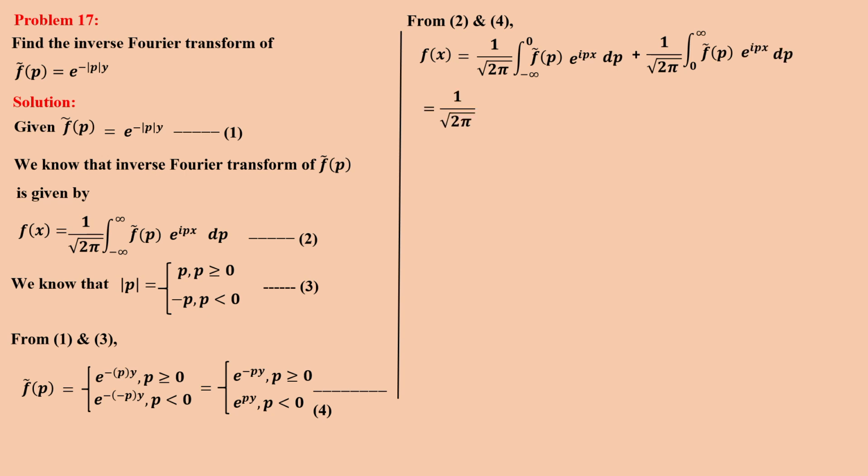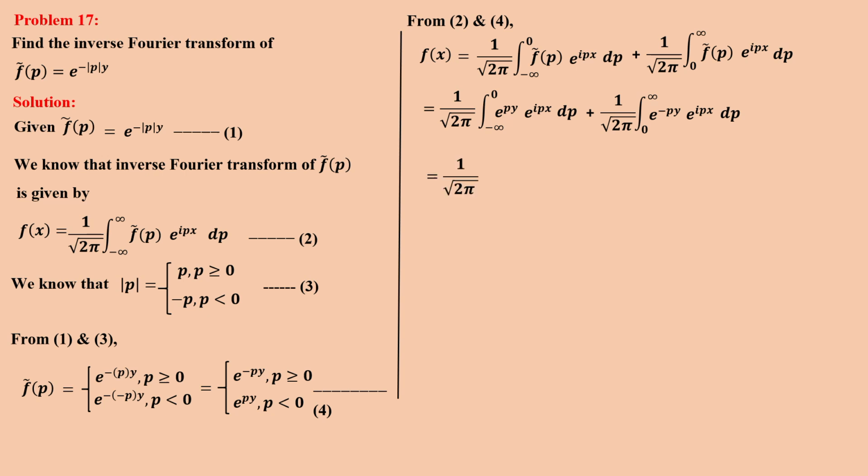So we are going to substitute the values for f bar of p. 1 by root 2 pi integral minus infinity to 0, where p is less than 0, f bar of p is e power p y, so e power p y e power i p x dp, plus 1 by root 2 pi integral 0 to infinity, where p is greater than or equal to 0, f bar of p is e power minus p y, e power i p x dp.